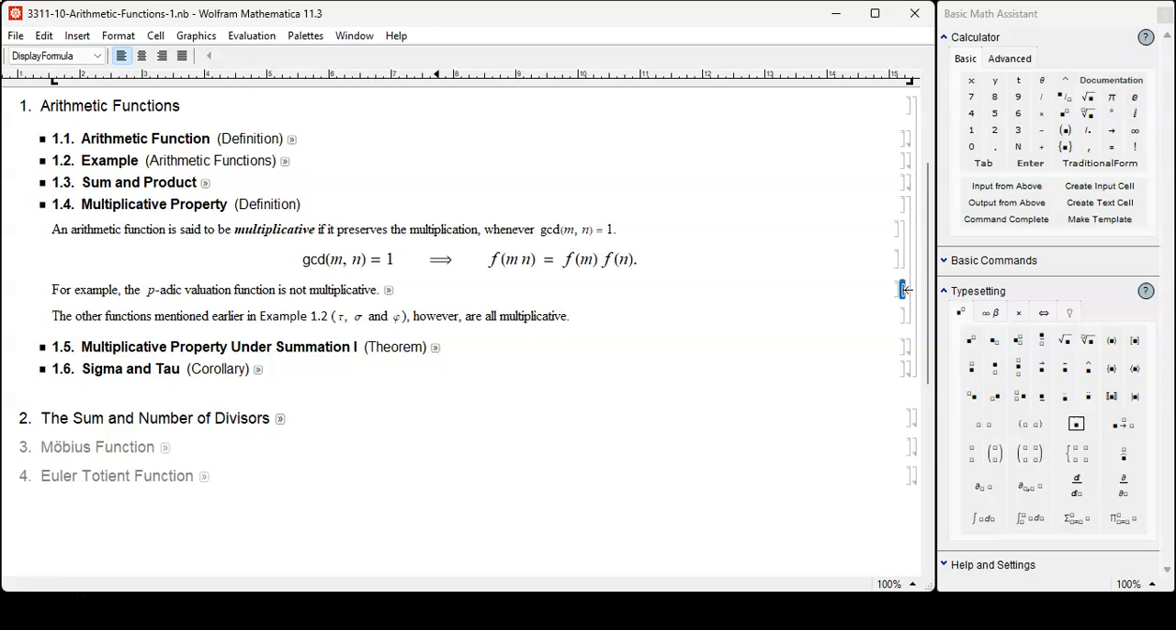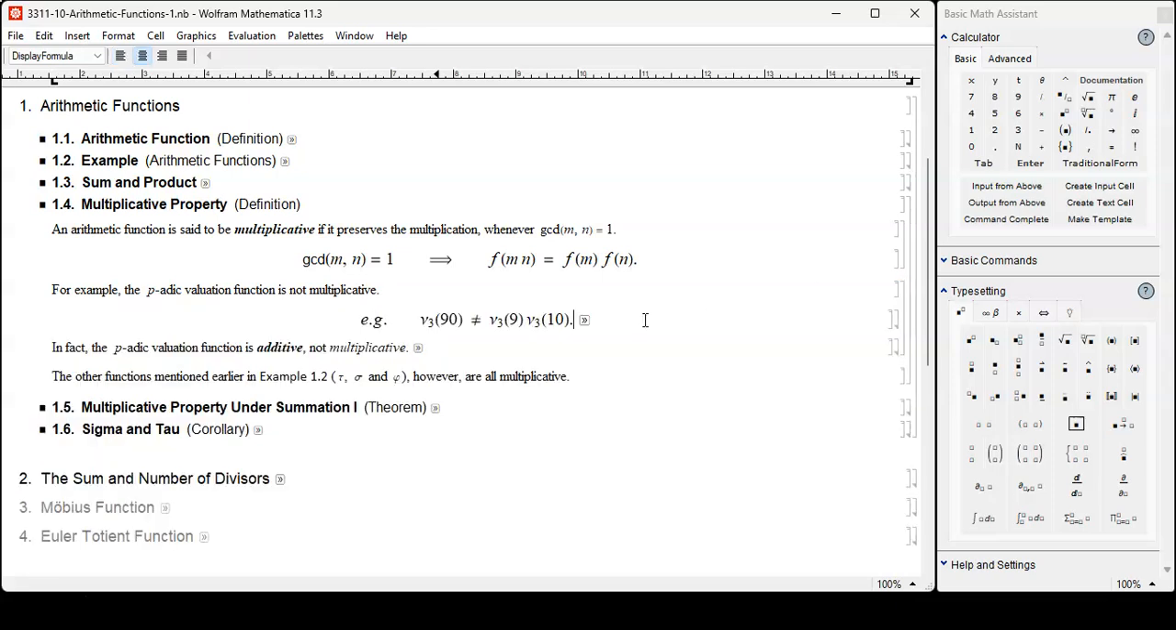For that, we need just one example, so think of an example. Stop the playback and think of an example. Did you get it? Well, there can be a lot. There are infinitely many examples, of course, but I just selected one. Is nu_3 of 90 equal to nu_3 of 9 times nu_3 of 10?